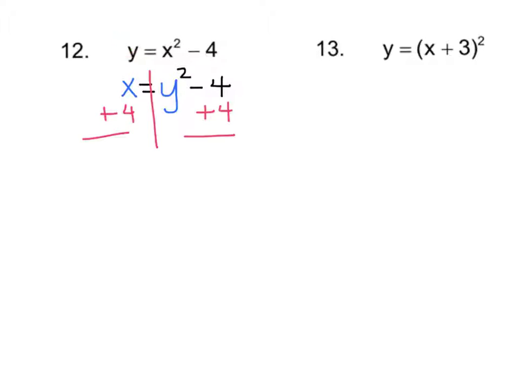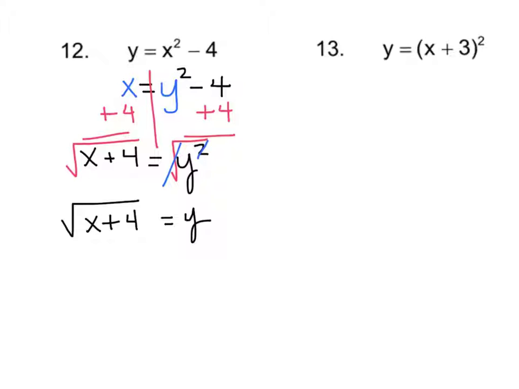So on the left side we have x plus 4 and y squared. Okay, we don't have any multiplying and dividing, but the next, going backwards, is exponents, and the opposite of squaring is square root. So square root both sides. And the square root cancels out the square. So your answer looks like that. X plus 4 equals y.